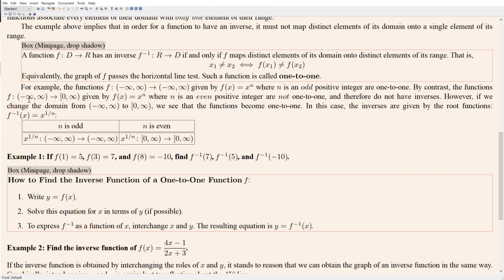So notice that I was very careful to include the domain and the range here. So if the function is x to an even power, where the domain is all real numbers and the range is the non-negative numbers, then indeed it is not one-to-one. However, if we restrict the domain from all numbers to only the positive numbers, then the function that results is one-to-one.